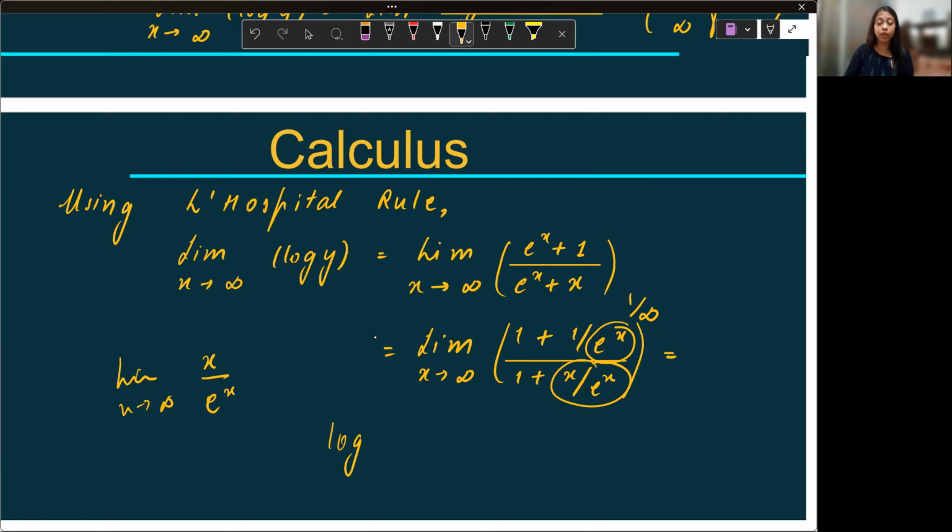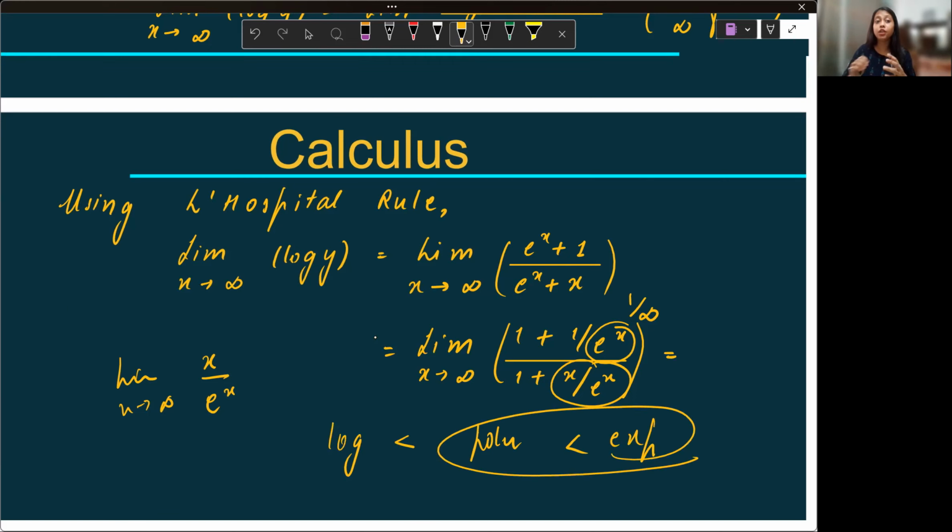It can be remembered in this way. Log is less than polynomial is less than exponential. So whenever you have to compare polynomial and exponential, think about only exponential, because exponential is leading the way. Forget about where the other is going, actually, I have to only see where this is going. This is going to infinity. So it can be treated as just 1 by infinity, which is 0. Okay, make the comparison. And if like this limit would have been like log x, right?